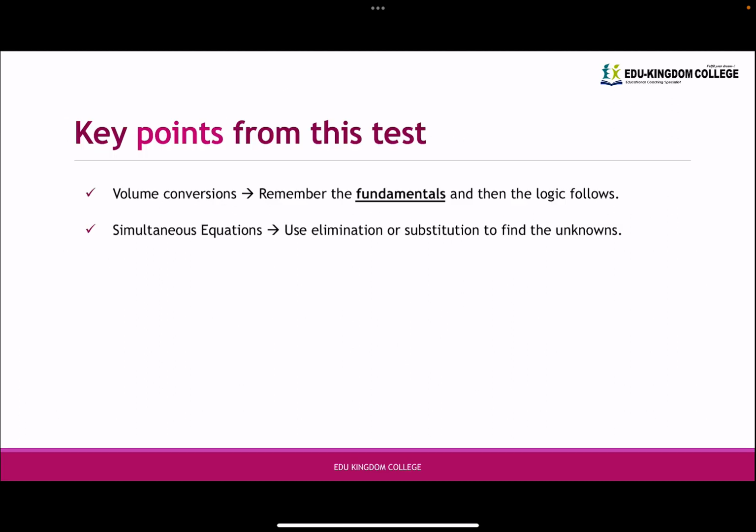So the last thing we're going to go through are the key points. You just should know that we went through an overview at the start of volume conversions and simultaneous equations. So volume conversions, don't memorize it without understanding. You just need to memorize the fundamentals, and then you can take it from there. And then simultaneous equations, we're either using elimination or substitution to find our unknown pronumerals.